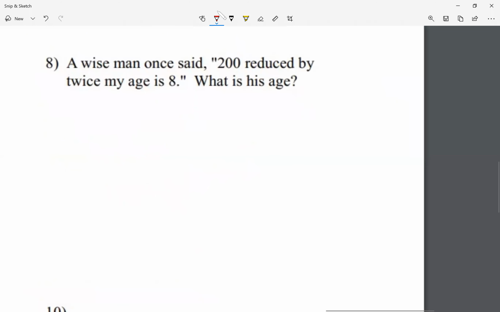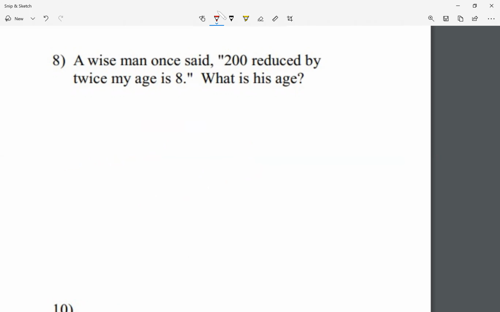Okay, here, a wise man once said, 200 reduced by twice my age is 8. Okay, so let's read this real quick. 200 minus twice my age. So I can just say 200 minus 2 times the age. I'm going to call A for age. So 200 minus 2 times A is equal to 8.